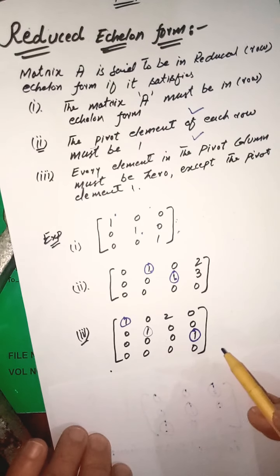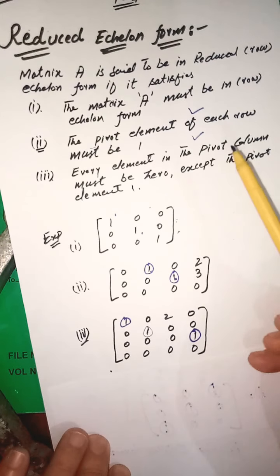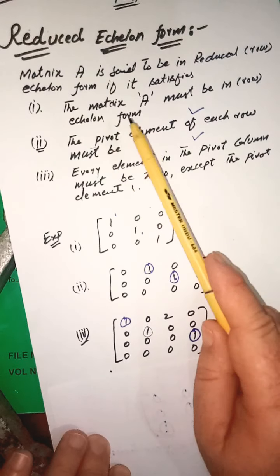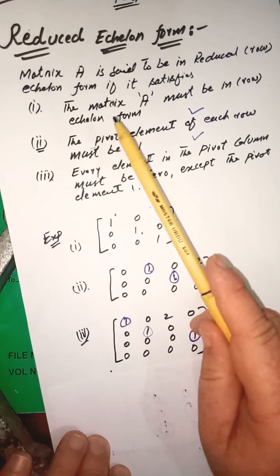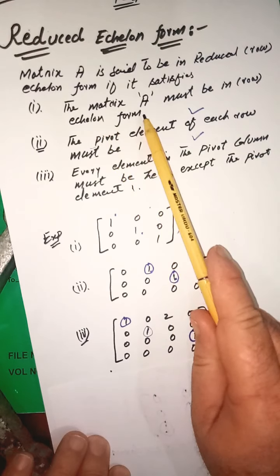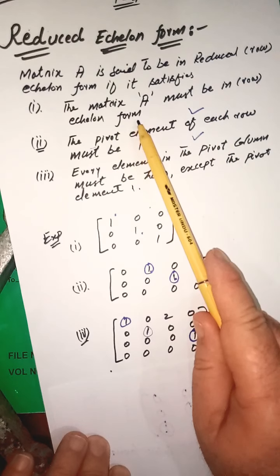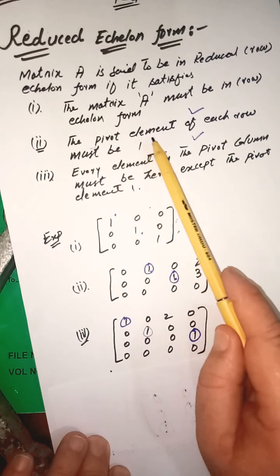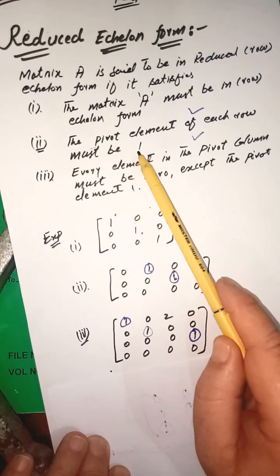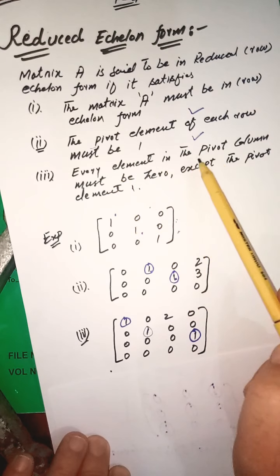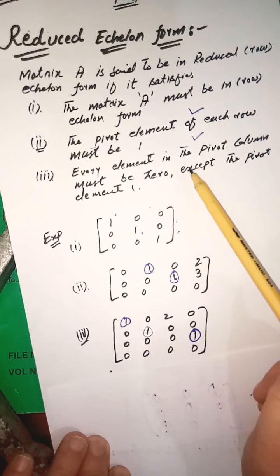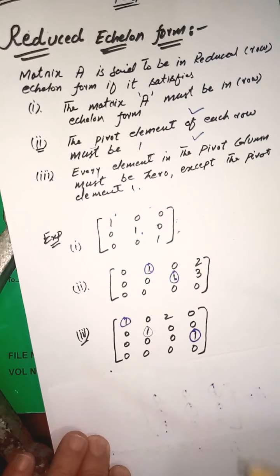So a matrix is said to be in reduced echelon form if it satisfies the following three conditions. First, the matrix A must be in row echelon form. Second, the pivot element of each row must be 1. Third, every element in the pivot column must be 0 except the pivot element 1. So that is about the echelon form and reduced echelon form. Thank you.